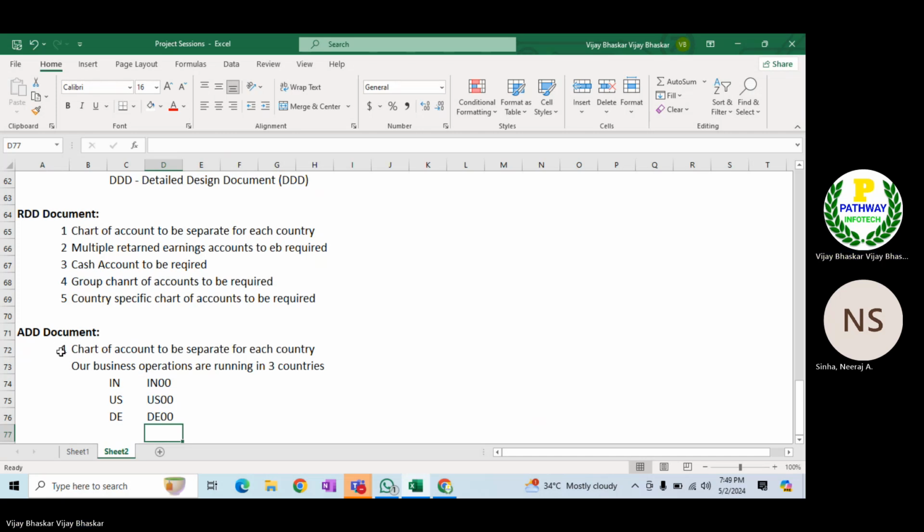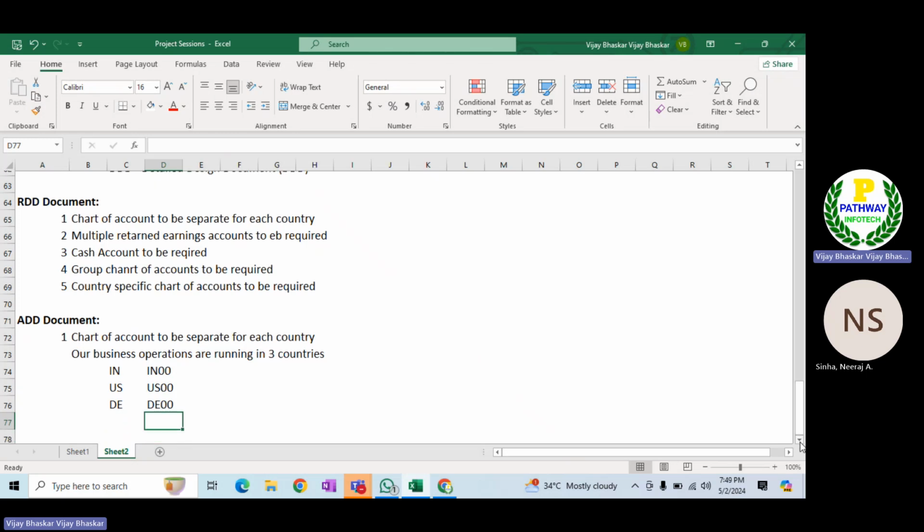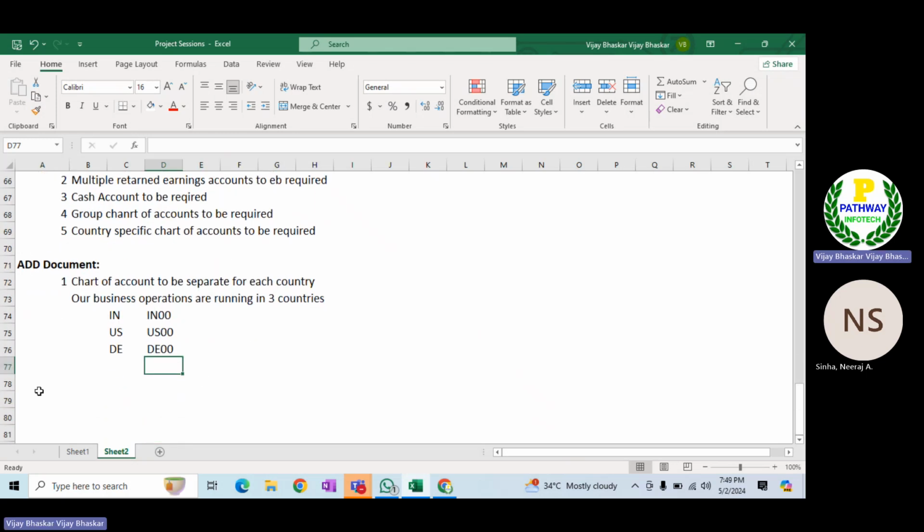Now in the ADD document, we are going to describe things like this. Multiple retained earnings accounts. What are the GL accounts to be associated with which retained earnings account, that we will decide. Like this in the ADD document, we will describe. Again, let's come to the DDD document, the detailed design document.